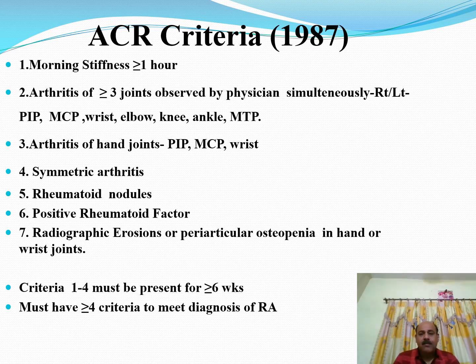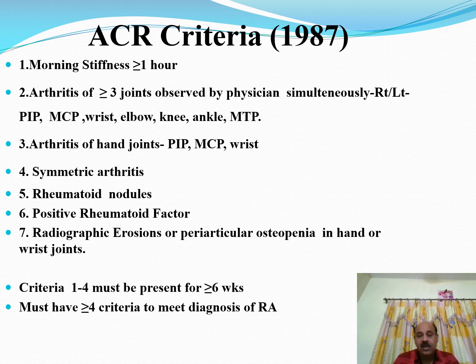But sometimes making the diagnosis of RA becomes very challenging, especially in the early stage, when the patient comes the very first time to the OPD, and the duration of symptoms or the duration of onset of this particular disease is less than 6 weeks.